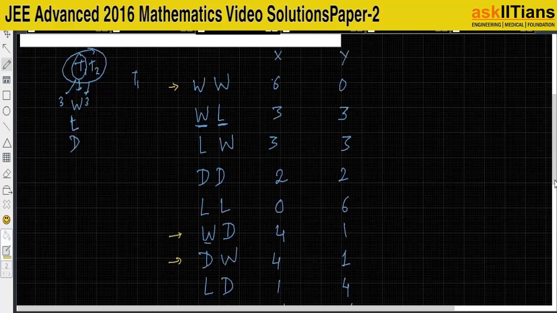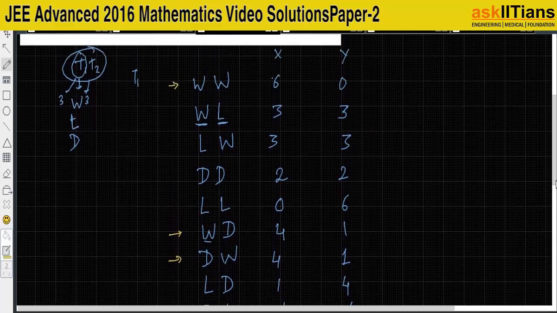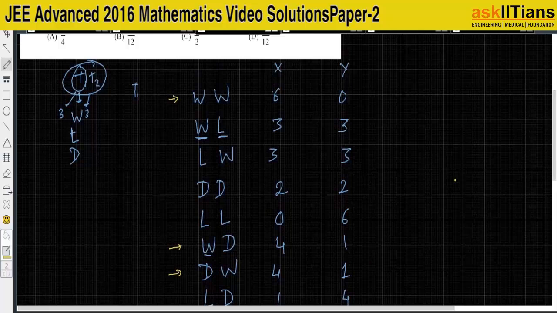So these are the three cases where x is greater than y, right? So I am only concerned about these three cases. Either it will be this case, or this case, then only x will be greater than y, right? Now let us find out the probability that these three cases turn out.